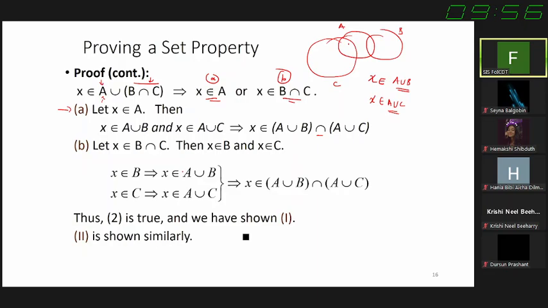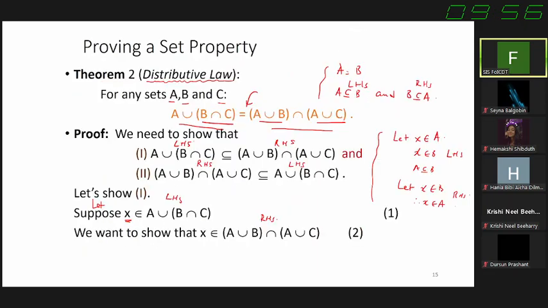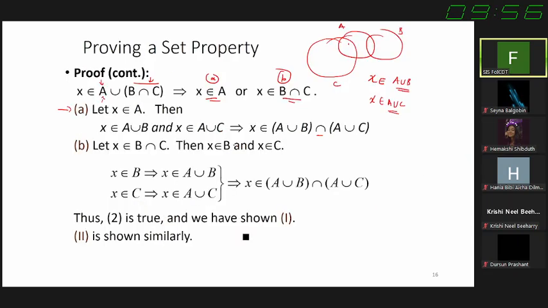So what have we done? Have we proven this? Yes, we have proven the right-hand side. Vice versa, if X is an element of B intersection C, let X be an element of B and X be an element of C. If X is an element of B, then X is an element of A union B. If it's found in B, it's going to be found in A union B. Since it is an intersection, X is an element of B and C intersection.